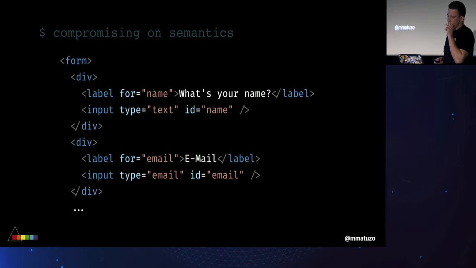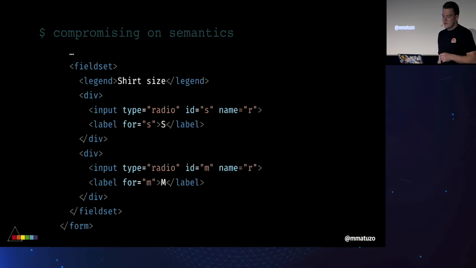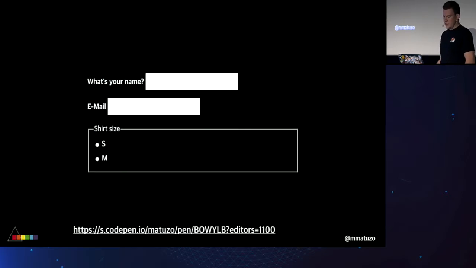Let's say we have a form. In this form, I have 2 divs, and in each div there is an input field and a label, one for the name and one for the email. And then I have a field set with a legend, and the value of the legend is shirt size, and I have 2 radio buttons, one with the label S for small and one with the label M for medium. And this is what my form looks like.